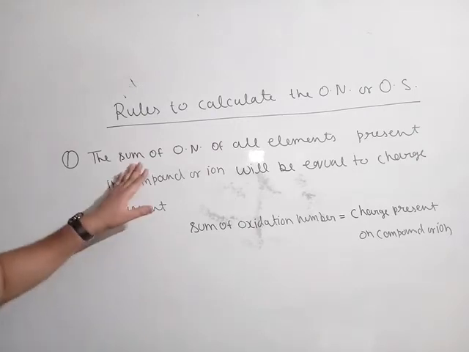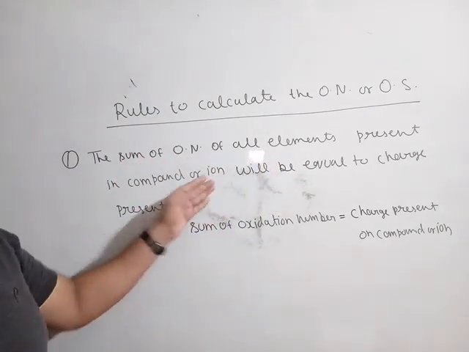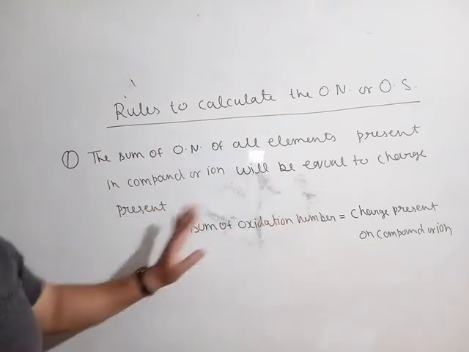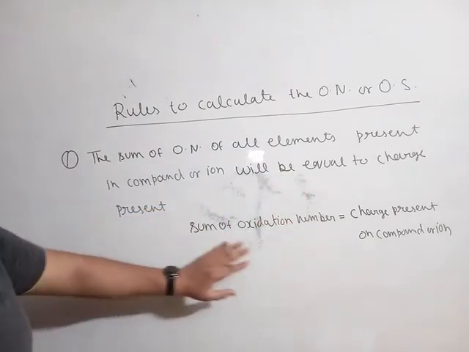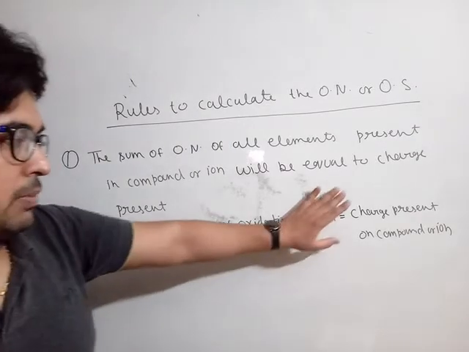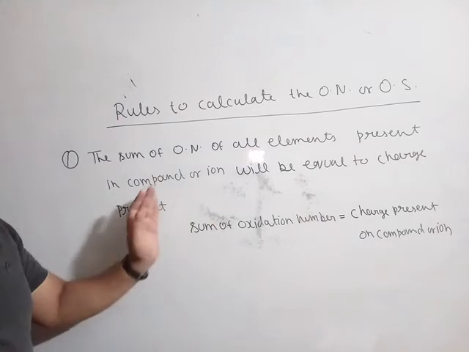Our first rule: the sum of the oxidation numbers of all elements present in a compound or ion is equal to the charge present on them. So the formula is that the sum of oxidation numbers is equal to the charge present on the compound or ion. We'll see many calculations on this, but just wait for some time.